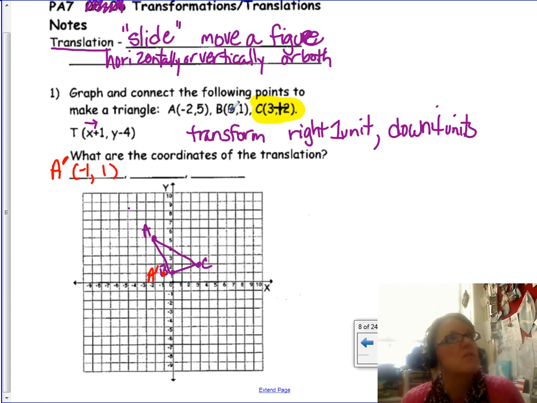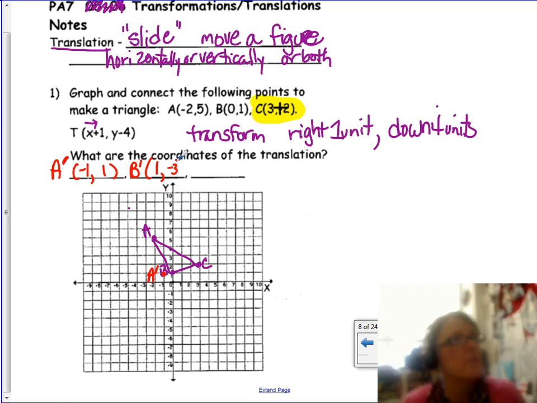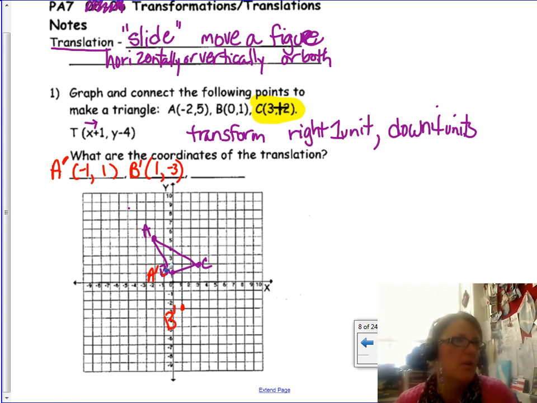Okay, B was at 0, 1. Now I have to add 1 to the x coordinate, so that'll become positive 1. And subtract 4 from the y coordinate. 1 minus 4 is negative 3. So here's B prime. It's going to be at positive 1, negative 3. So there's my new B, B prime.